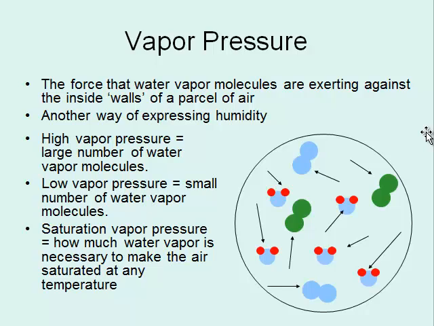This is another way of expressing humidity, so you might see this as well. Basically, if you have a high vapor pressure, that means you have a large number of water vapor molecules in that parcel of air. Low vapor pressure, small number of water vapor molecules, so less stuff to bounce around inside that balloon and cause that vapor pressure to change. Saturation vapor pressure, you'll see this in your book and in some readings. This is how much water vapor is necessary to make the air saturated at any time. If you have saturated air, that means you have really, really high humidity and probably precip happening.